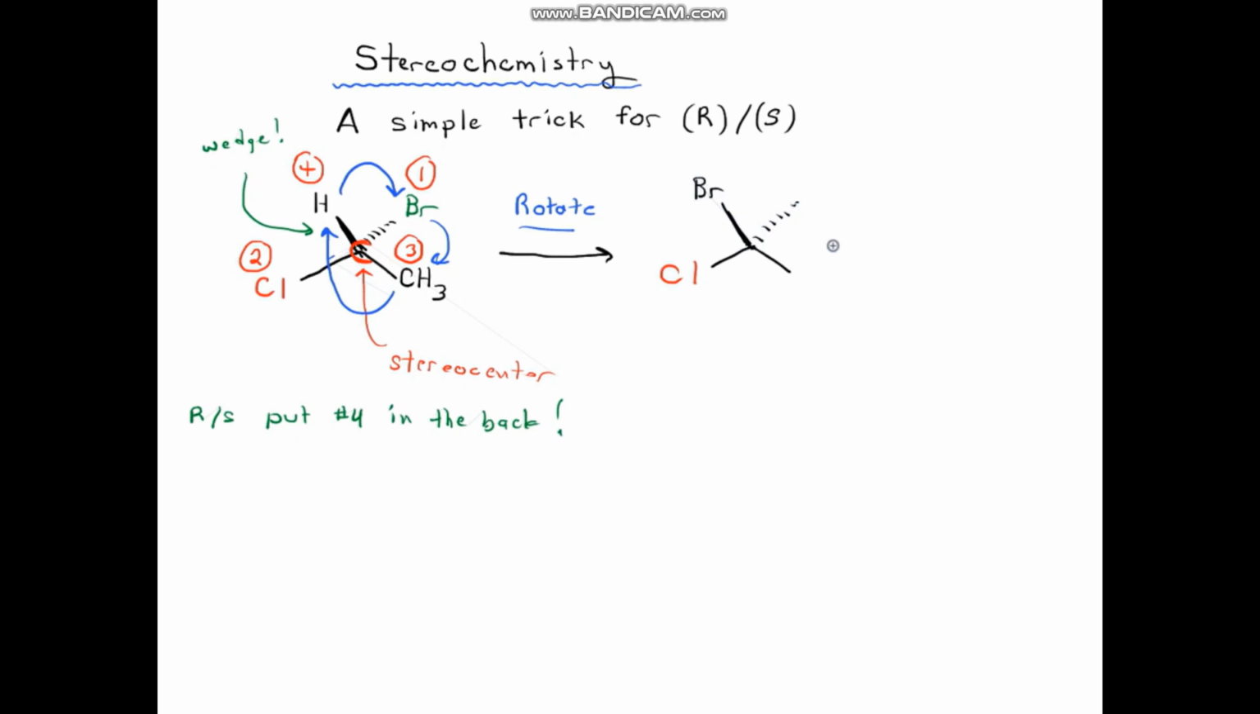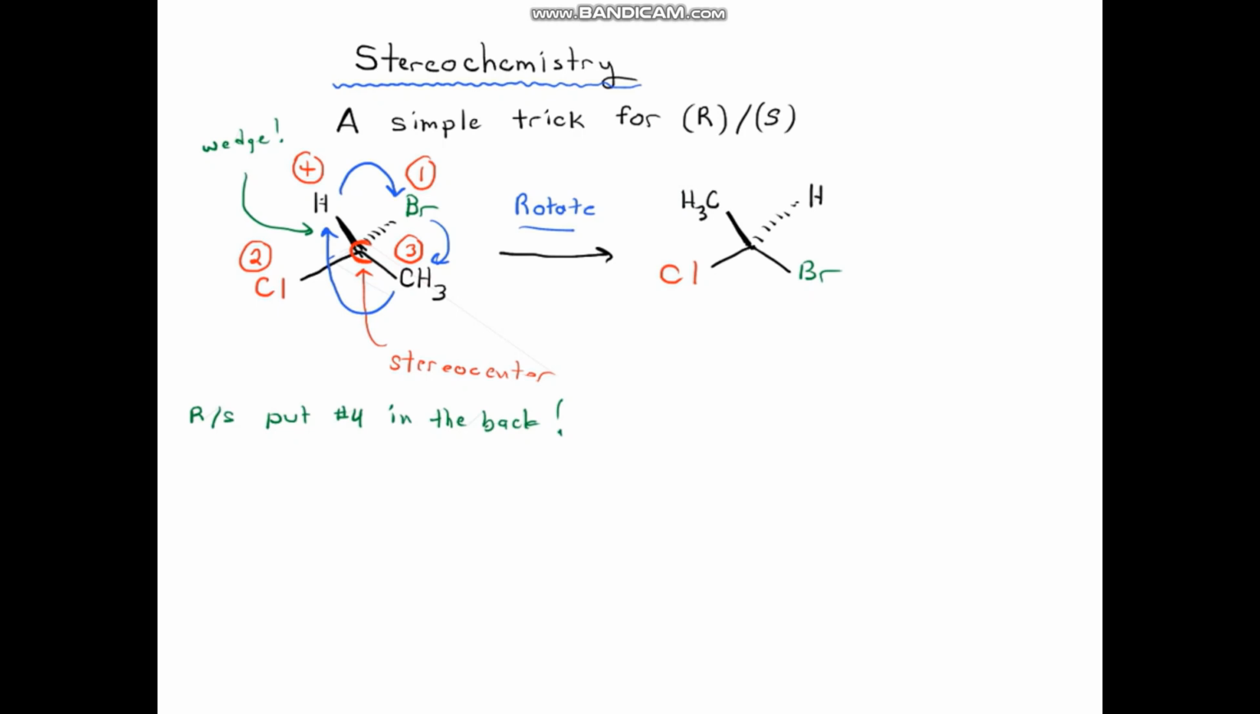We can redraw everything the same in terms of the wedge, the dash, and the bond that's in the plane of the page. Now, your hydrogen is moving from the wedge to the dash, so your hydrogen is going to be there. Your bromine's moving from the dash to the straight line, so your bromine's going to be here. And your CH3 is moving from the straight line to the wedge, so CH3 is going to be here.